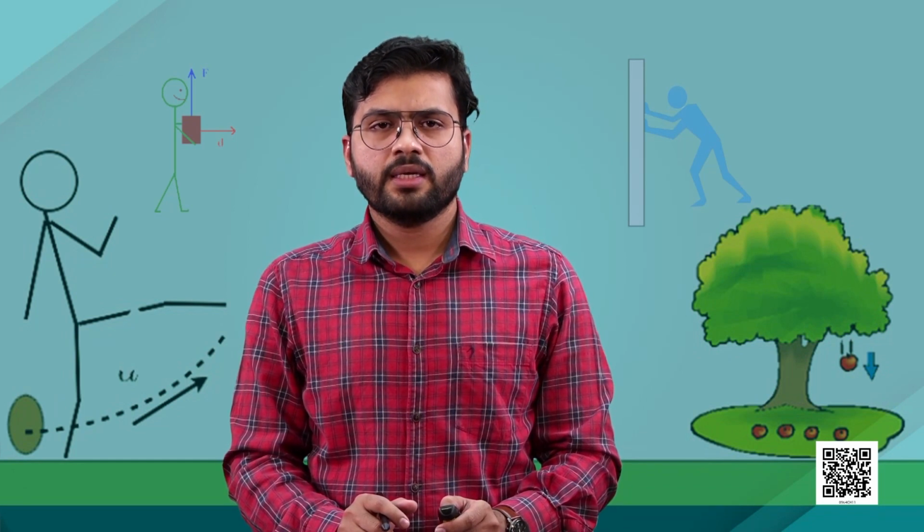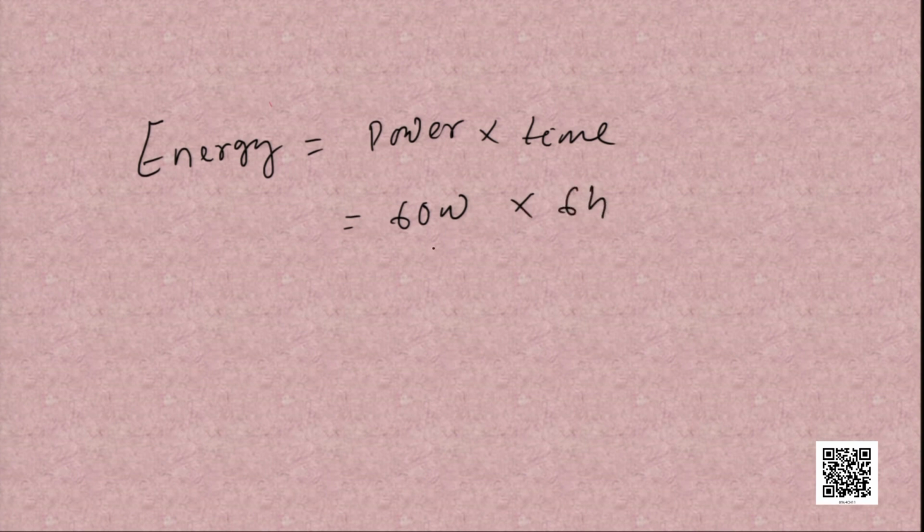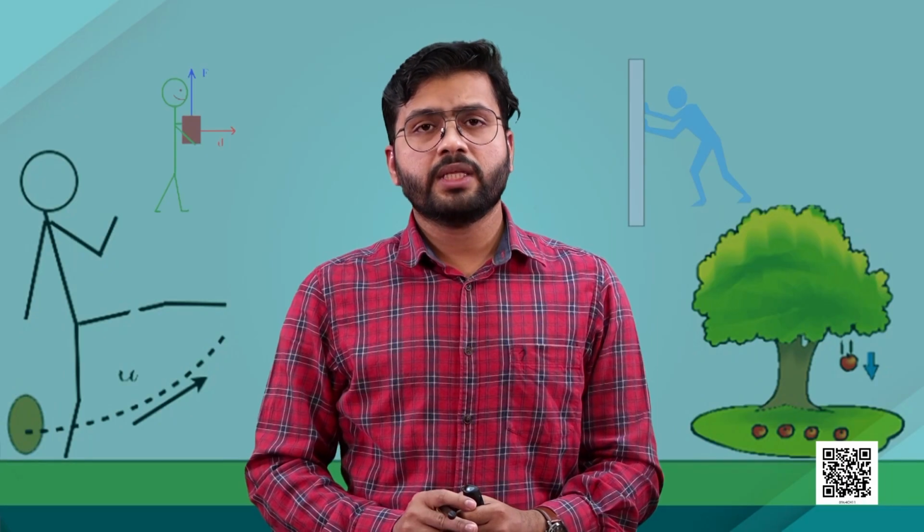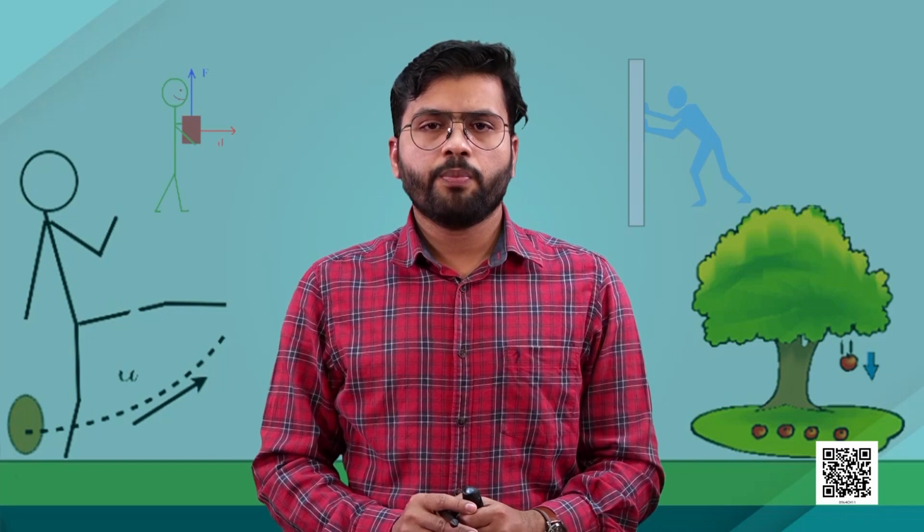So here we need to calculate the energy consumed by the bulb in 6 hours if the power is given to us as 60 watt. So how will you calculate that? Let's look. The energy is equal to power into time. Power is given as 60 watt multiplied by 6 hour. If you want to express in terms of kilowatt hour, let's convert it into kilowatt. So in terms of kilowatt, it will be 0.06 kilowatt multiplied by 6 hour, which is nothing but 0.36 kilowatt hour. So the energy that will be consumed by the bulb in 6 hours will be 0.36 kilowatt hour.